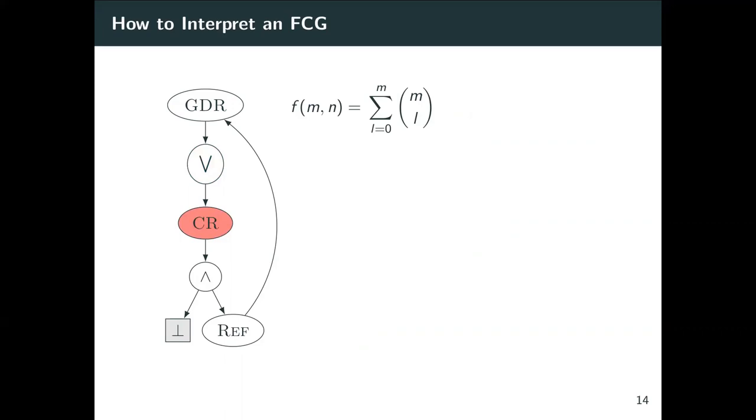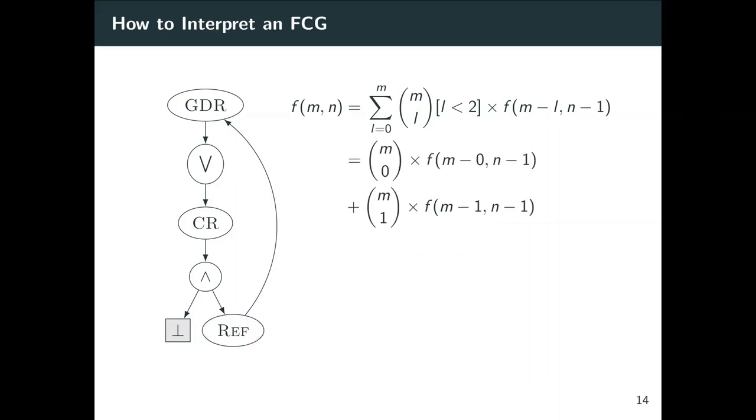Here, again, we don't add anything. With a conjunction node, we add multiplication. This contradiction node, with some parameters that I don't show here, restricts this new variable L to be less than 2. And then this ref node gives us the recursive call. Since we know that L must be less than 2, we can simplify this by plugging in the two values, and we get this simpler expression that's more convenient to evaluate.